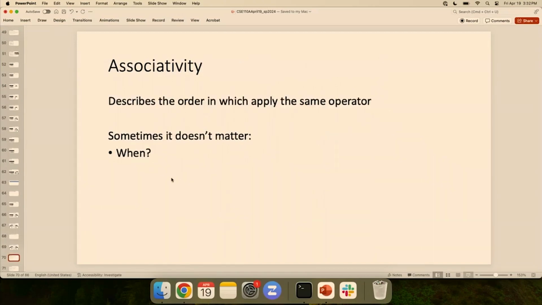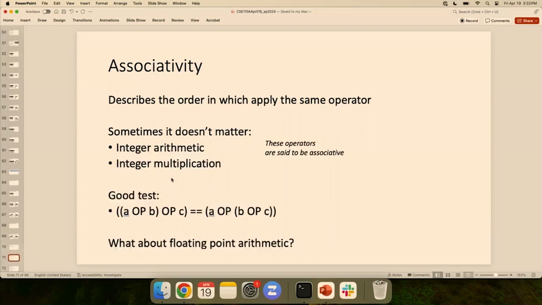I know the weekend's coming up, but if you have some spare cycles, think about it a little bit. Sometimes it doesn't matter so much, especially in math, but we have integer arithmetic, integer multiplication. You can test these things. For example, a good test to see if something is associative or not is if you have A operation B operation C, and you put parentheses in different places, you check to see if you get the same answer. Of course, that doesn't really constitute a mathematical proof, but it's always a good back-of-the-hand test.